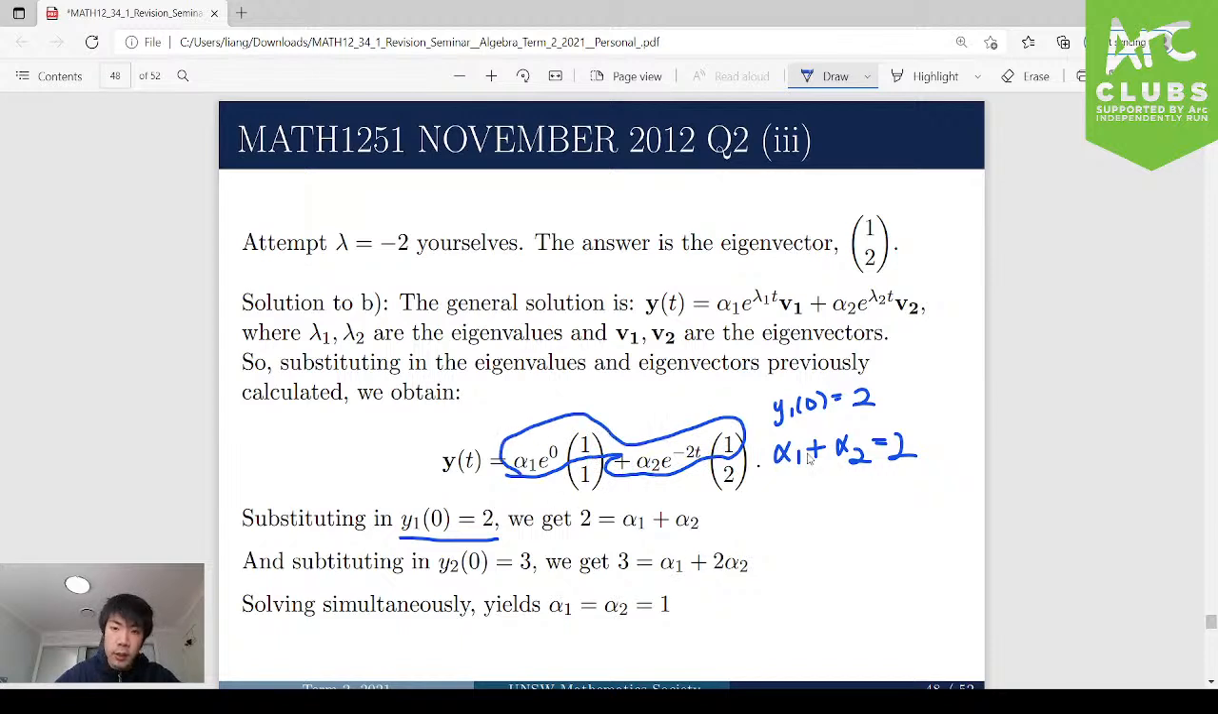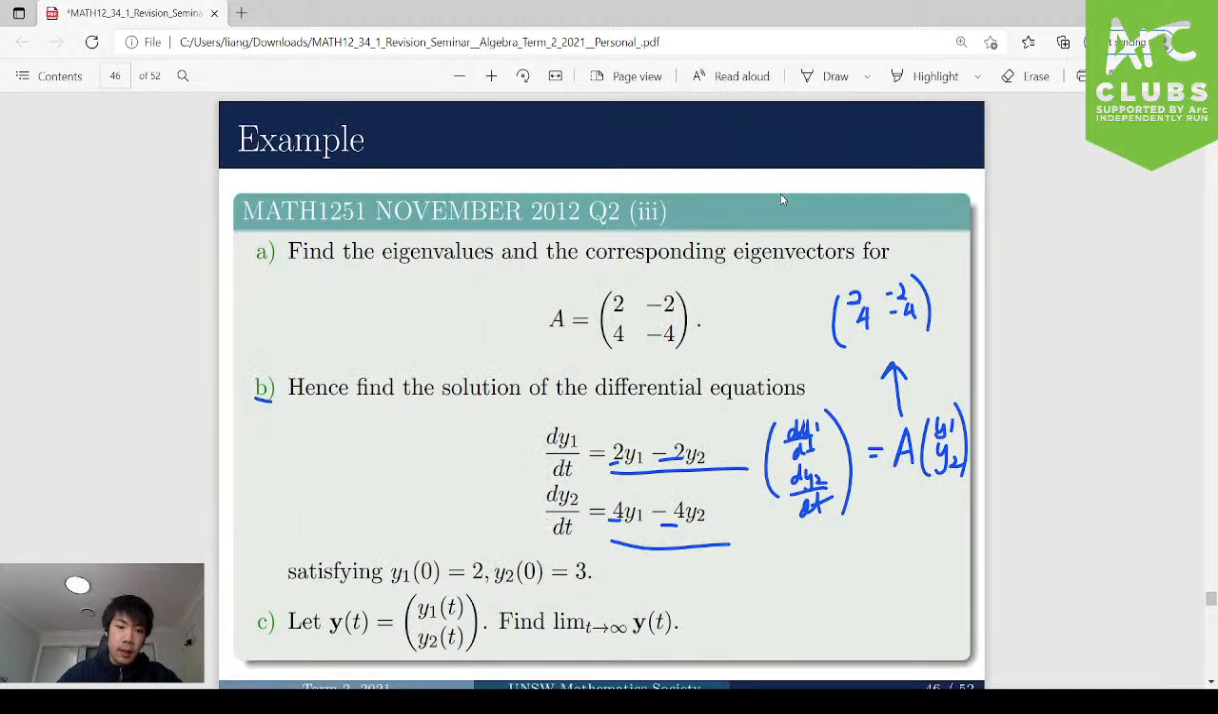And so you get this first simultaneous equation. Using y2 of 0 equals 3, you get your second row, which gives you your other simultaneous equation. Then you solve simultaneously, and you should get alpha 1 equals alpha 2 equals 1. And that's it. You would then have your final answer: (1, 1) plus e to the power of negative 2t times (1, 2), if I replace alpha 1 and alpha 2 with 1.